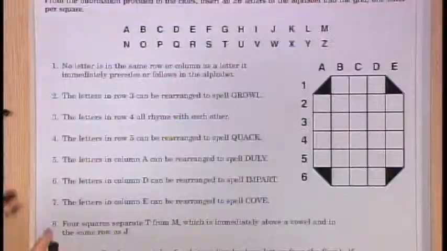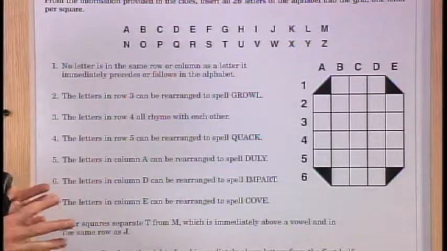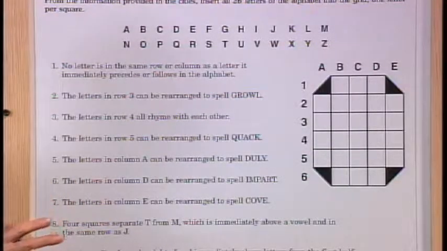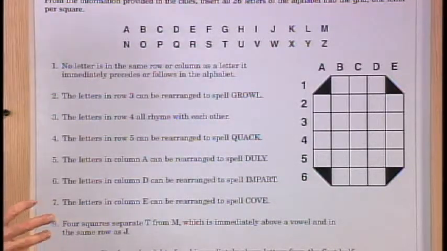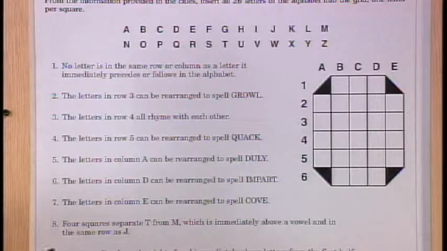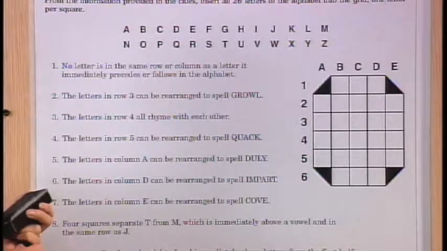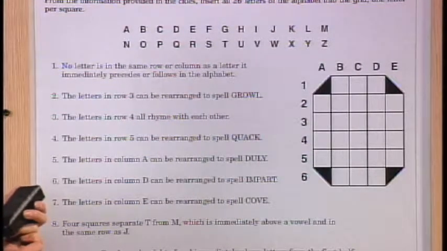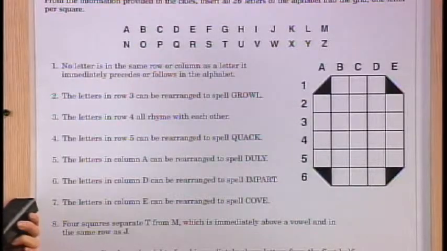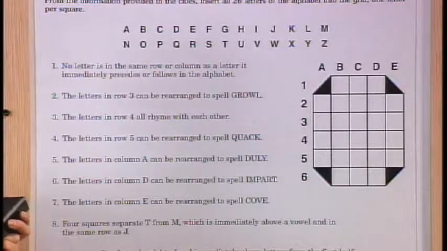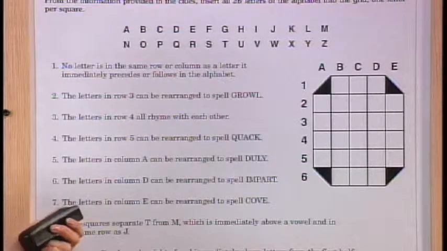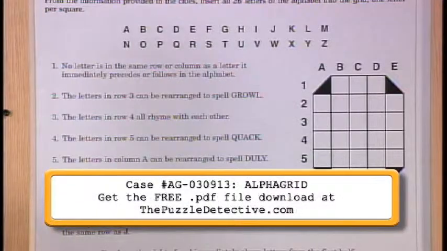We have 10 clues, and as the puzzle detective likes to do, it's always a good idea to read through all of the clues before starting to solve the puzzle. Clue number 1, no letter is in the same row or column as the letter that immediately precedes or follows it in the alphabet. The letters in row 3 can be rearranged to spell growl. The letters in row 4 all rhyme with each other. We'll come back to that one in a moment.